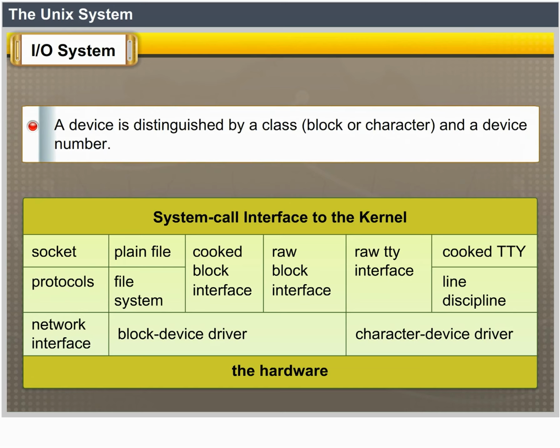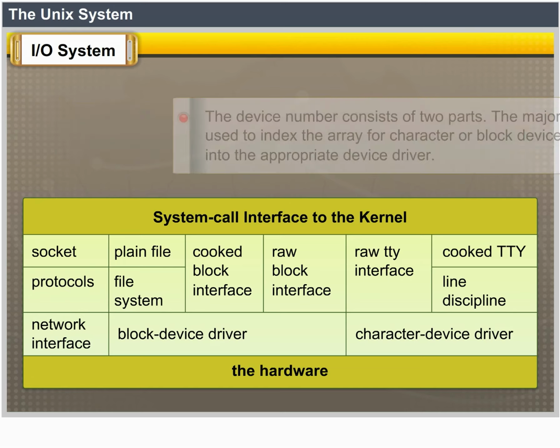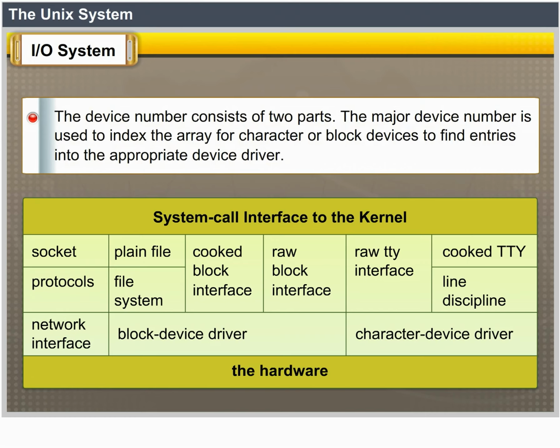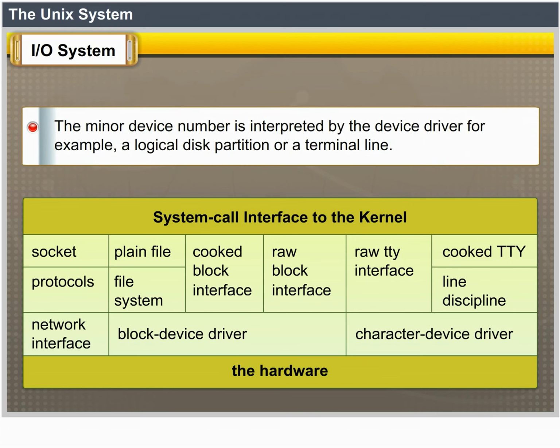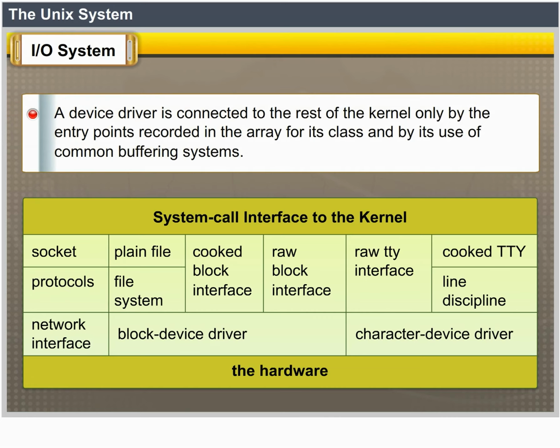The device number consists of two parts. The major device number is used to index the array for character or block devices to find entries into the appropriate device driver. The minor device number is interpreted by the device driver as, for example, a logical disk partition or a terminal line. A device driver is connected to the rest of the kernel only by the entry points recorded in the array for its class and by its use of common buffering systems. This segregation is important for portability and for system configuration.